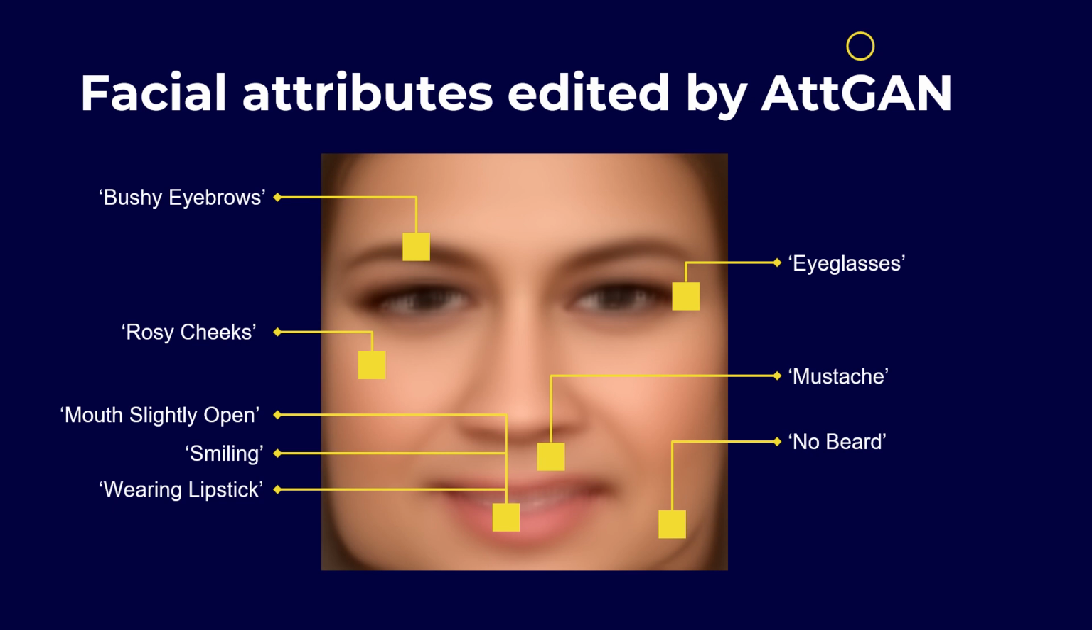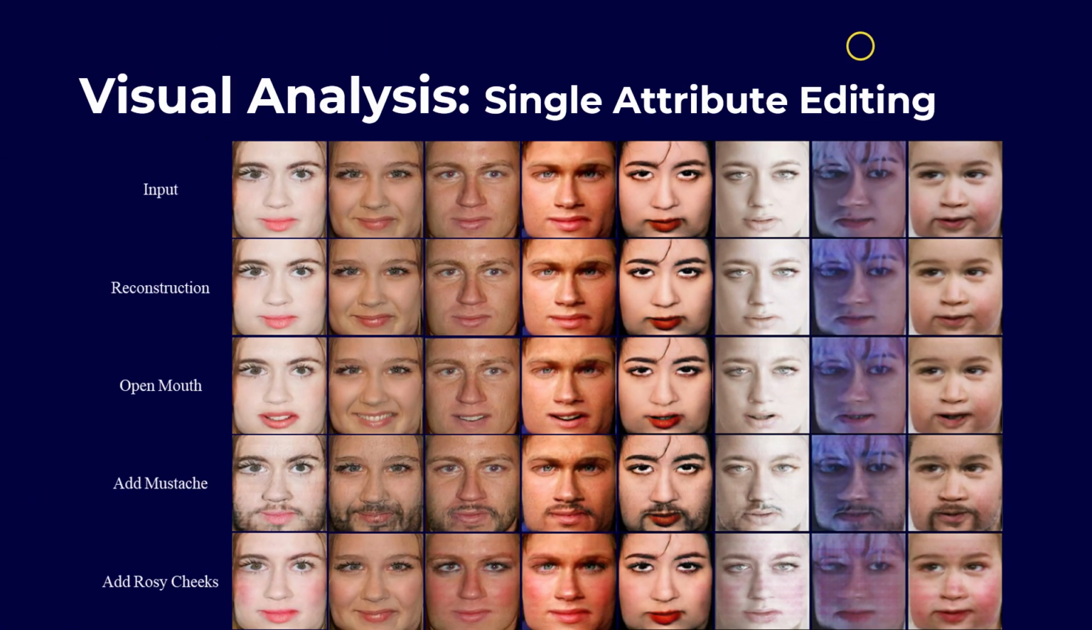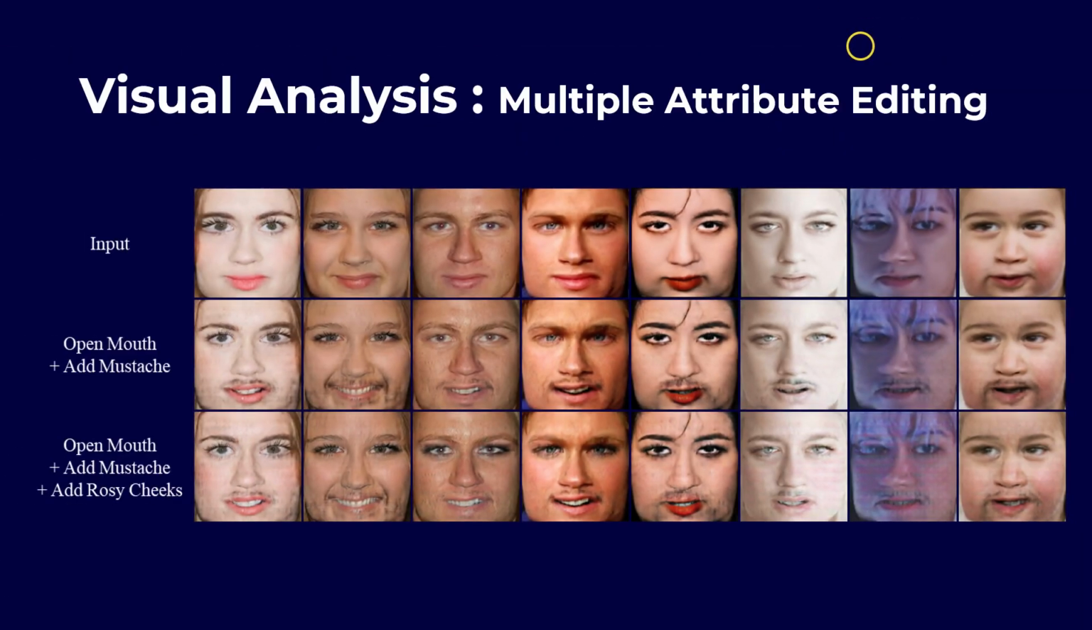image. The facial attribute edited include bushy eyebrows, rosy cheeks, mouth slightly open, smiling, wearing lipstick, eyeglasses, moustache, and no beard. This is the result generated by a well-trained ATT-GAN. The ATT-GAN can also modify multiple attributes simultaneously.